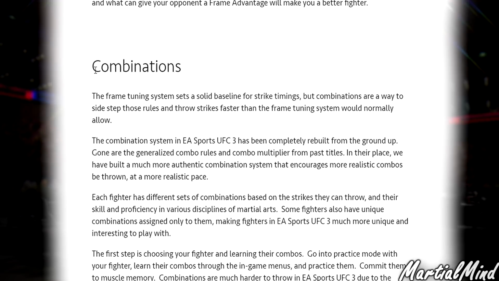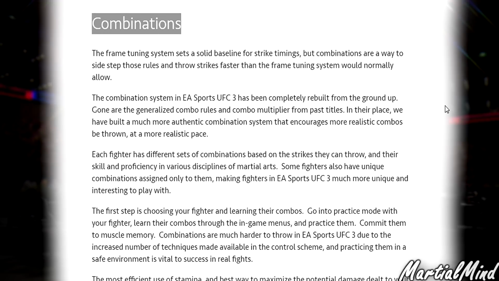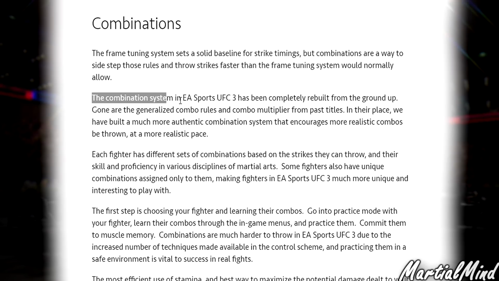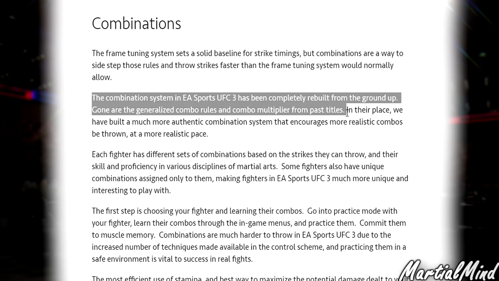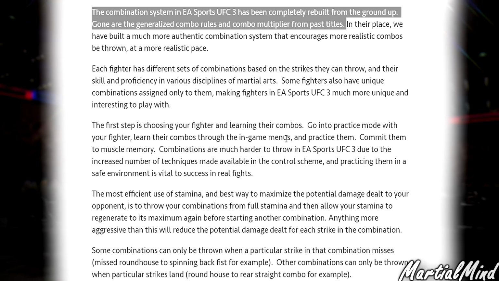Next up, let's talk about combos, combinations. Good news is that the combo system has been completely rebuilt from the ground up and the combo multiplier is gone. That personally makes me really, really glad because the combo multiplier in EA Sports UFC 1 and EA Sports UFC 2, I think it was way more prominent in EA Sports UFC 2, basically demanded that players throw long and unrealistic combos to maximize the damage that they could do. But that's not going to be the case anymore.